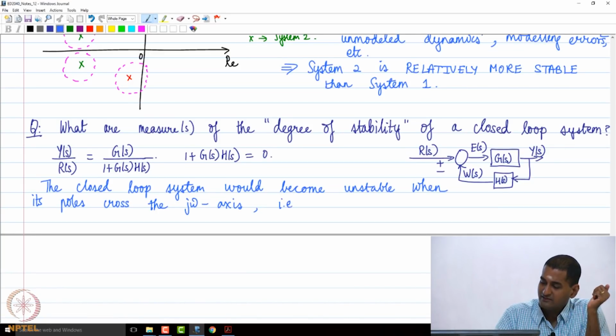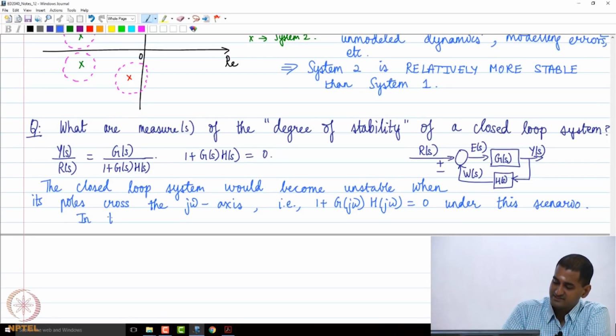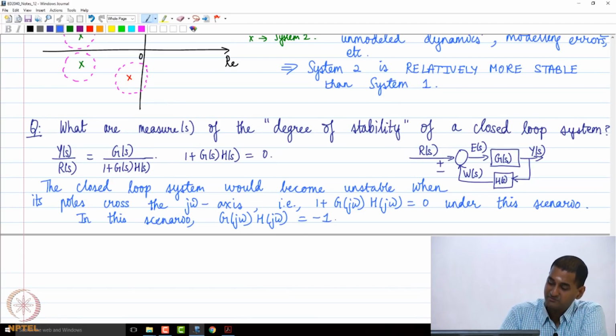So on the j omega axis, what will happen? The closed loop characteristic equation will become this, because s is of the form j omega. Do you agree? This is what will happen to the closed loop characteristic equation. So in this scenario, G of j omega H of j omega will be equal to minus 1.